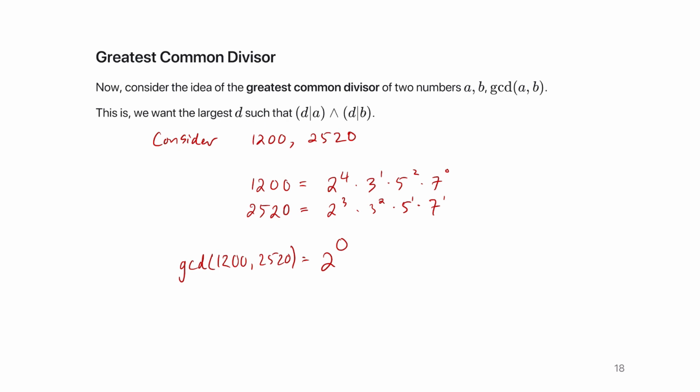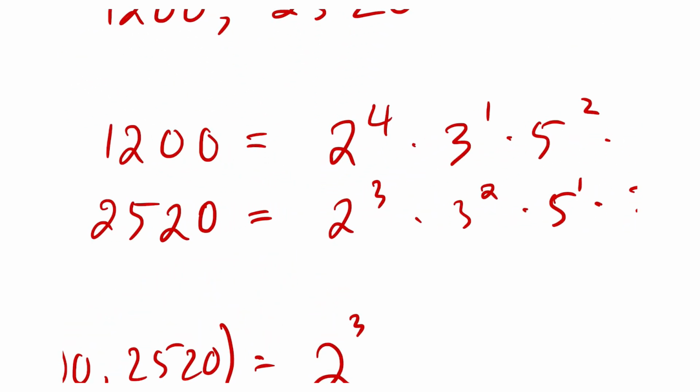3. Is that clear? Because if I pick 4, then 2 to the 4 does not divide 2 to the 3. So then our number would be too big. It would have too many 2s. So what we need to do is select the smaller of the two, because the smaller of the two will divide both. 2 to the 3 divides 2 to the 3, and 2 to the 3 divides 2 to the 4.